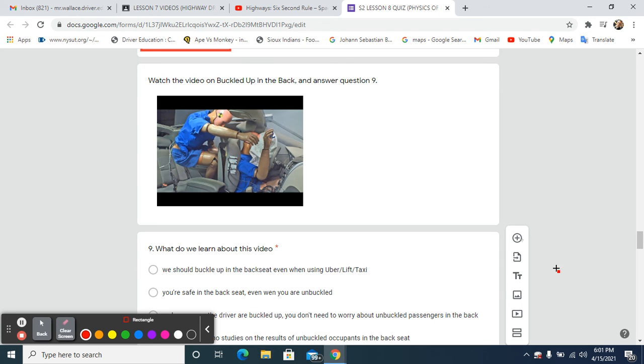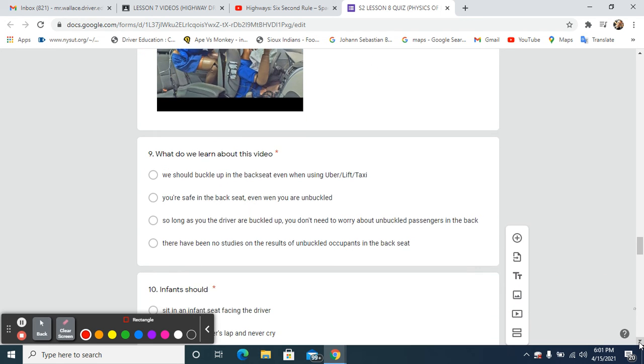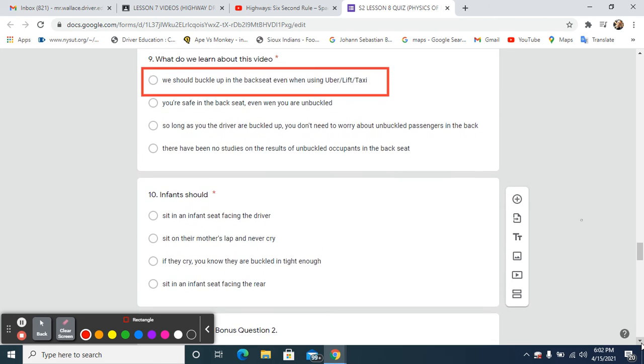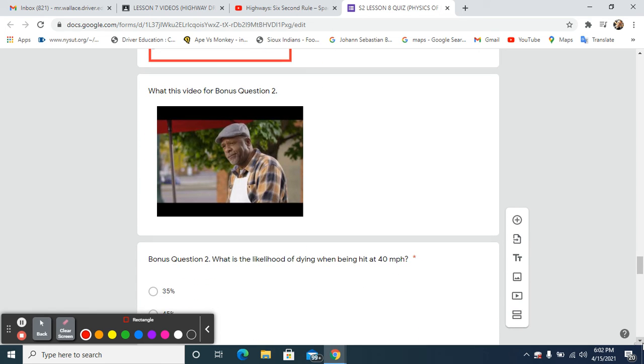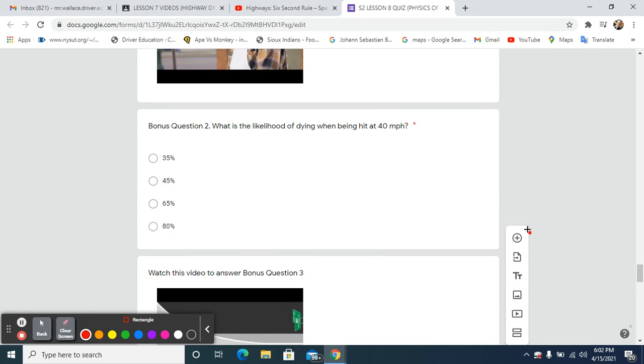Okay, we're back into the buckle up in the back seat issue. What do we learn about this video? We should buckle up in the back seat when we are using Uber and Lyft. That is absolutely true. And that is a law now in New York State since 2020. An infant should sit in an infant seat facing the rear. That's how they should sit all the way through age 2. Okay, after watching this video, the likelihood of dying when being hit at 40 miles per hour is actually 80%.